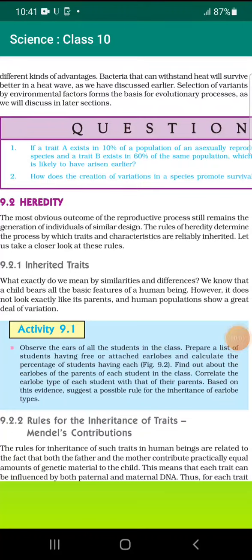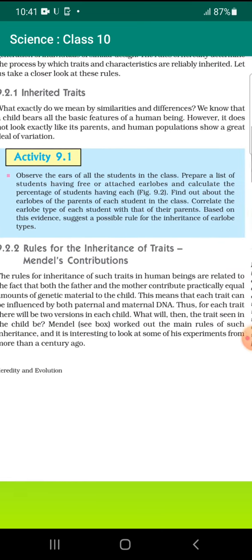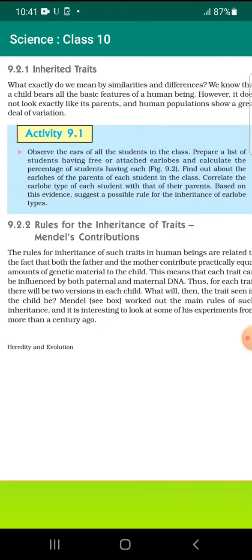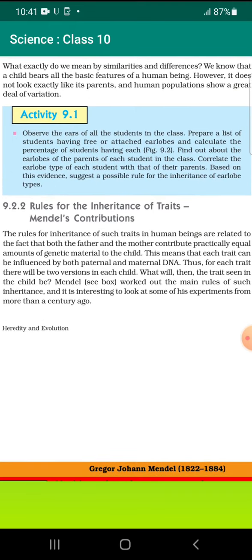The most obvious outcome of reproductive processes still remains the generation of individuals of similar design. The rules of heredity determine the process by which traits and characteristics are reliably inherited. Let us take a close look at these rules. Inherited traits: what exactly do we mean by similarities and differences?